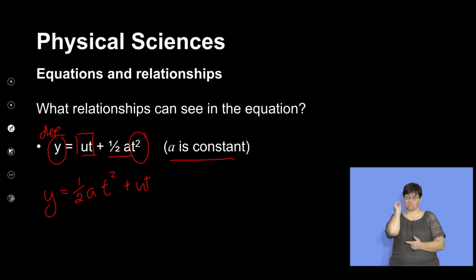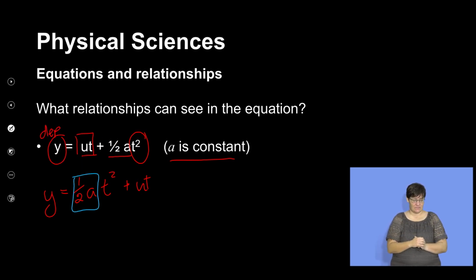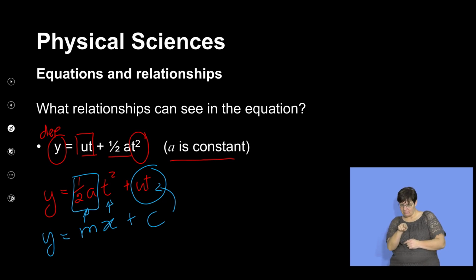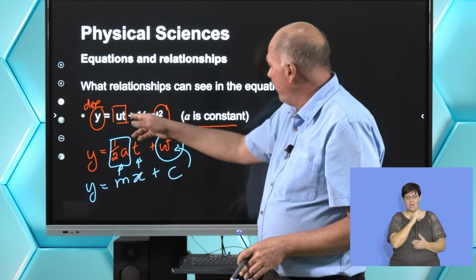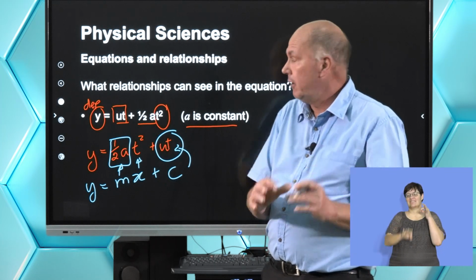But before we get there, let's take a note that we've got a constant here. The bit in front of the t squared is a constant. This is a bit on its own. So if we were to write y equals mx plus c, then the c corresponds to the ut, the half a corresponds to the m, and the x corresponds to the t squared. So here we've got a very interesting relationship. Even though we've got t in two parts, we can simplify it a little bit.